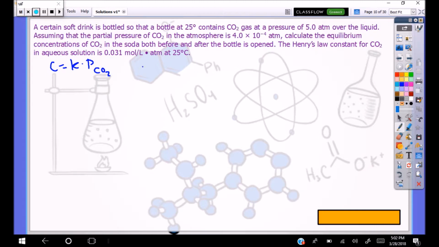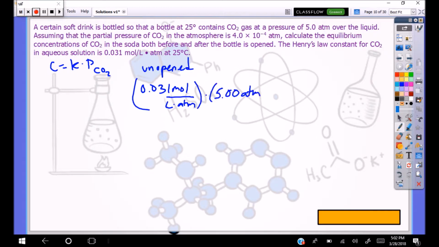So for the unopened bottle, they want before and after, right? Unopened, I'm going to need my constant, 0.031 moles over liter atmospheres, and I have to multiply this times my pressure in atmospheres, 5.0 atm. I'm not going to plug this in the calculator because I've already pre-solved it, but you can check my work. We would get 0.16 moles per liter is my concentration of the gas before I open the bottle.